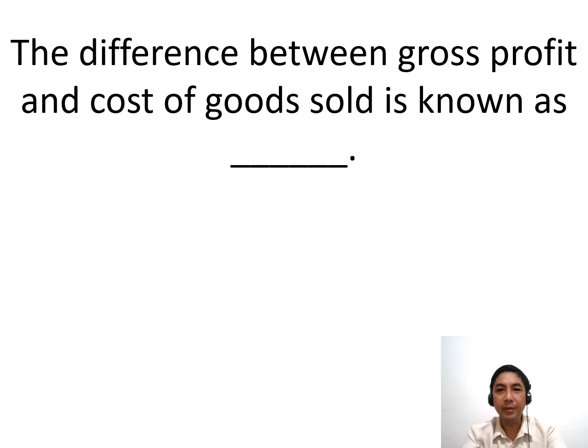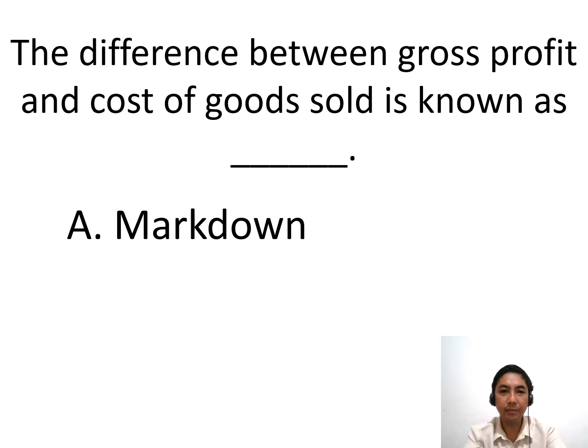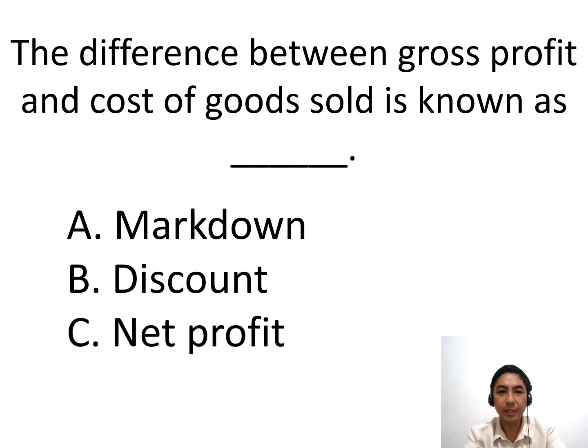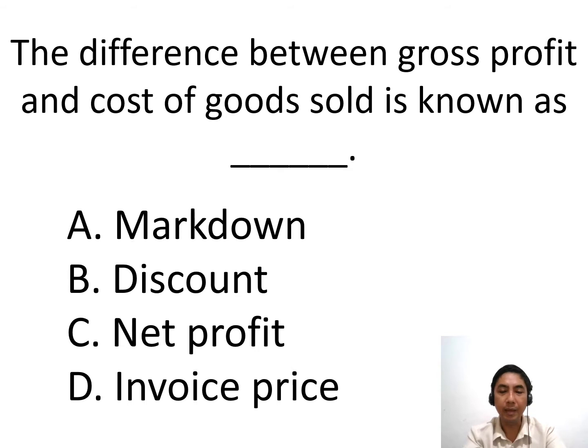The difference between gross profit and cost of goods sold is known as: A. Markdown, B. Discount, C. Net profit, and D. Invoice price. The correct answer is net profit. Net profit is the difference between gross profit and cost of goods sold.